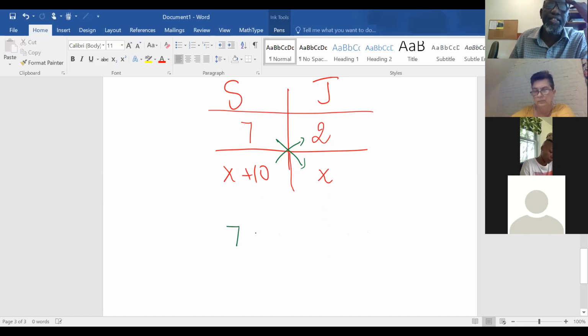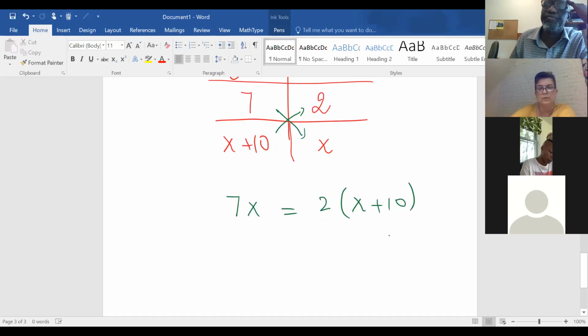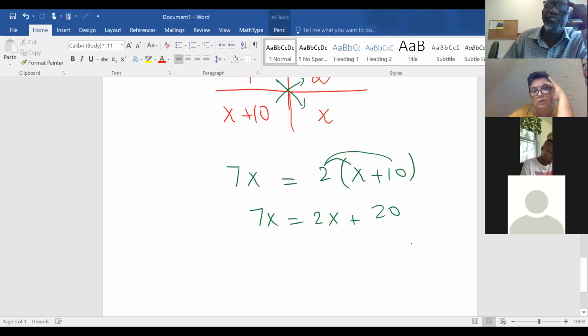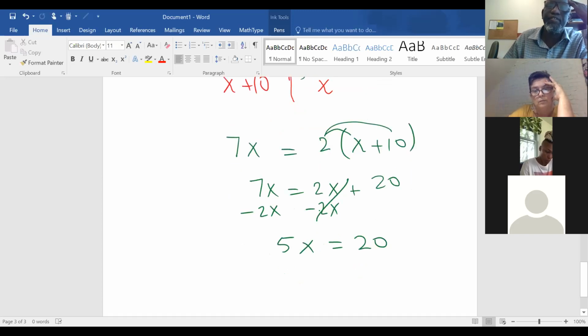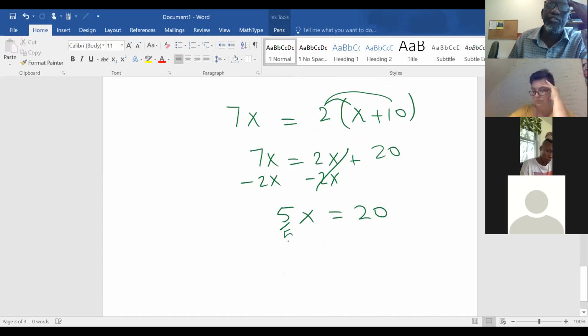It's going to be 7x is equal to 2 parentheses x plus 10, right? We distribute, we get 7x is equal to 2x plus 20. We subtract 2x, so we get 5x is equal to 20, right? And then we divide by 5, so we get x equal to 4.